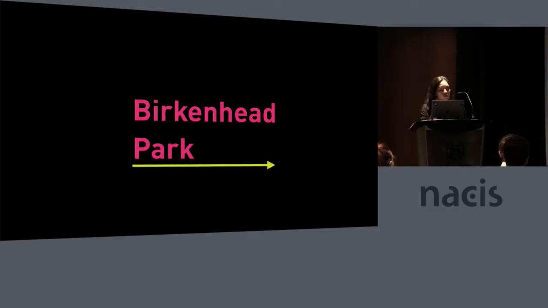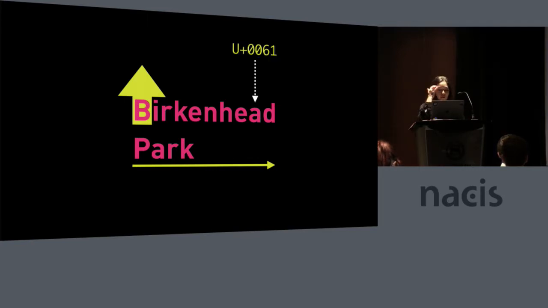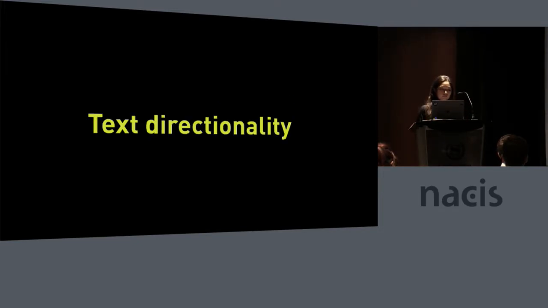The first is the text directionality, which is the direction of text flow within a single line. The text orientation, which is the glyph orientation relative to the text direction. Text shaping, which converts the Unicode code point to a glyph, and line breaking.